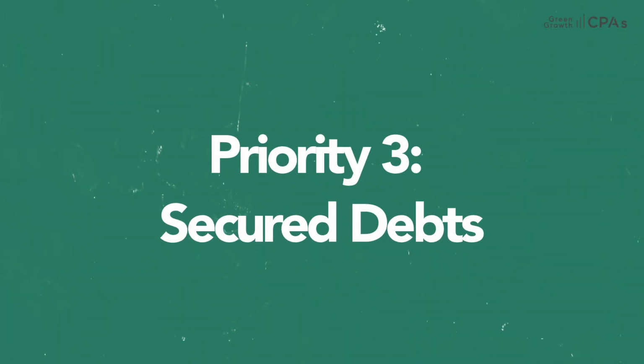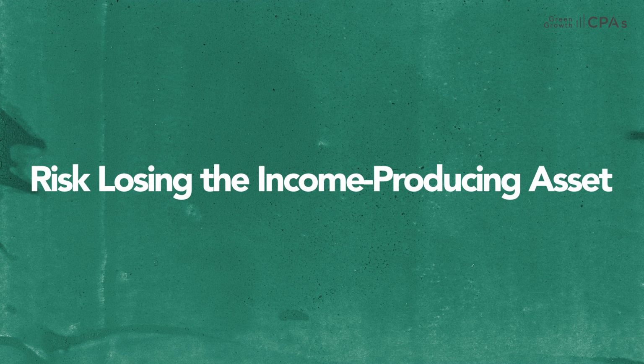So pay your people on time as promised. Priority number three is secured debts. Now, many cannabis operators purchase equipment and other significant expenses using secured debt. Under this method, if you miss a payment, you risk losing that income producing asset that you need to operate your business. Examples include your extraction equipment, the mortgage on your property, and even financing the grow equipment.